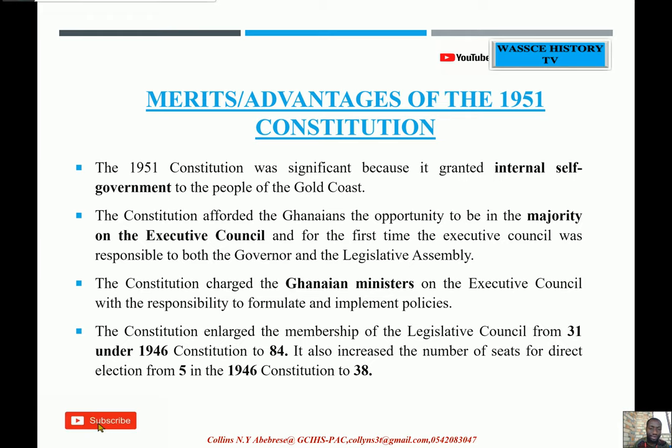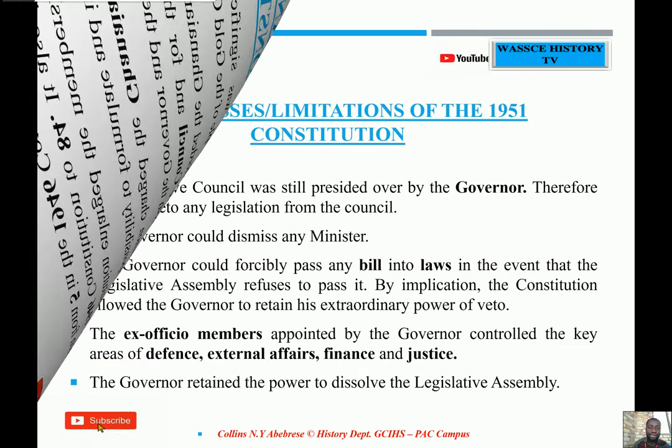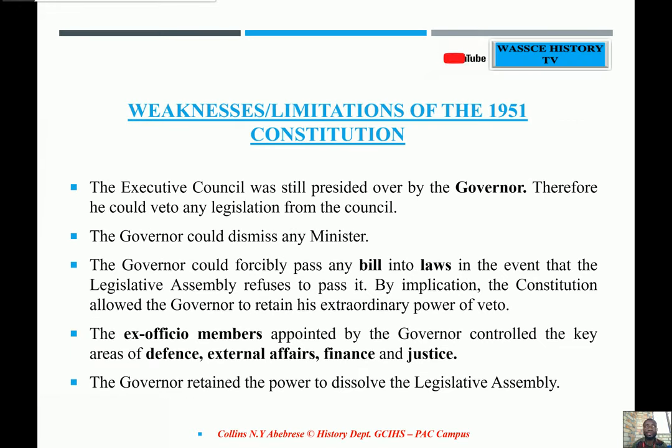Good. Let's move on to the weaknesses of this constitution. The executive council was still presided over by the governor, therefore he could veto any legislation from the council. So even though we say that one of the ministers is going to be a leader of government business and later prime minister, if the governor decides not to agree to certain things, there is nothing that the ministers could do.